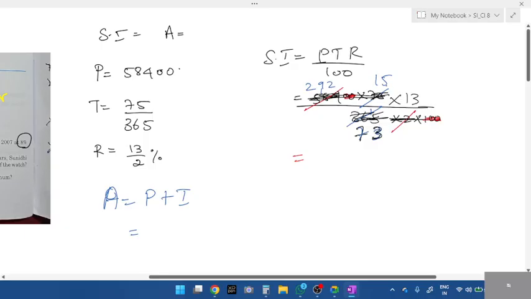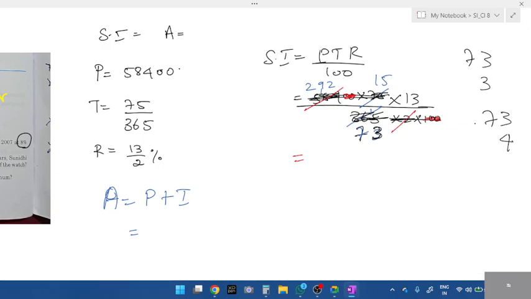Okay, does 73 go in 15? No. 73 goes in 13? No. Try 73 and 292. Try it like this: 73 threes are, 73 fours are. Check in which table it goes. Don't sit idle. Keep solving, students. Keep writing the values.